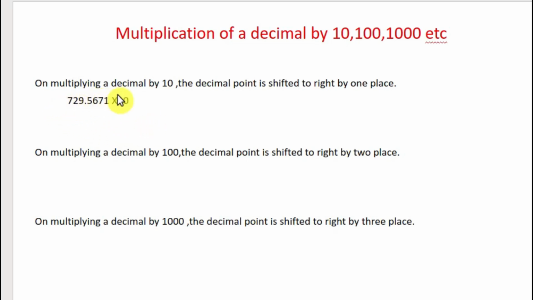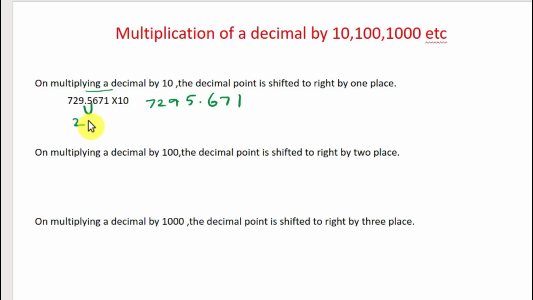Multiplication of a decimal by 10, 100, 1000, etc. On multiplying a decimal by 10, the decimal point is shifted to the right by one place. For example, here, this is the right side. So, the decimal point is shifted from here to here. So 7295.671. Understood? I'm doing one more.